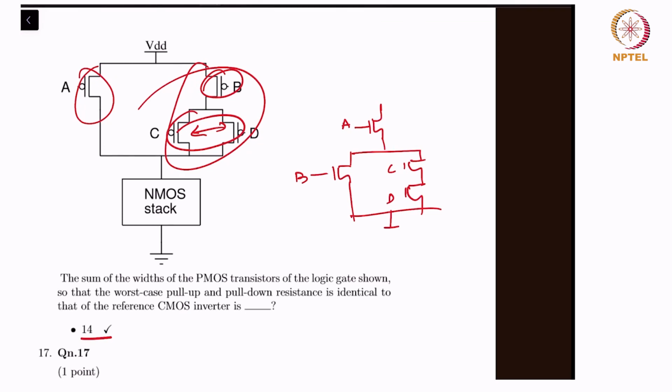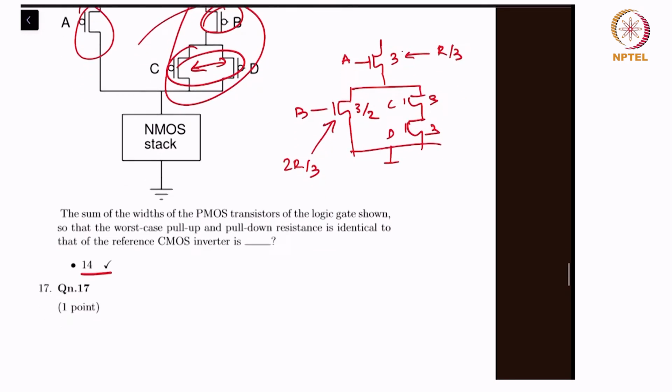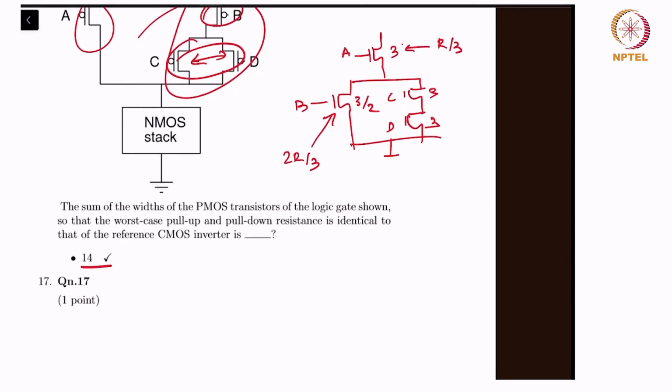And now this is a 3 stack, right? That's 3 transistors. So you would take 3, 3, 3. So this has a resistance of R by 3. So you need a resistance of 2R by 3 here, so as to be able to get a total resistance of R. So that means you can just use 3 by 2. You can check that width of 3 by 2 gives resistance of 2R by 3 if unit width gives resistance of R. Right, so now we just add all these.